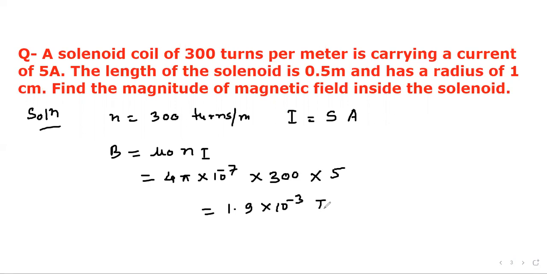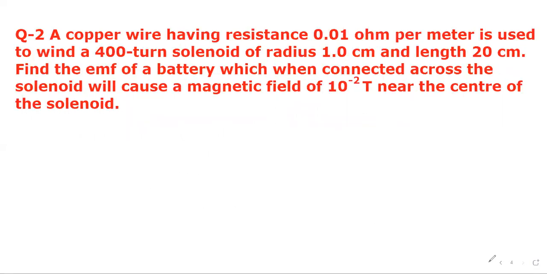Now let's take another question. A copper wire having resistance 0.01 ohm per meter is used to wind a 400 turn solenoid of radius 1 cm and length 20 centimeter. Find the EMF of a battery which, when connected across the solenoid, will cause a magnetic field of 10 to the power minus 2 Tesla near the center of the solenoid. So let's consider the solution.